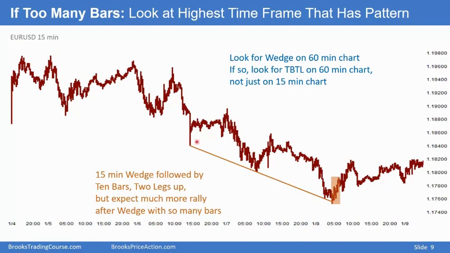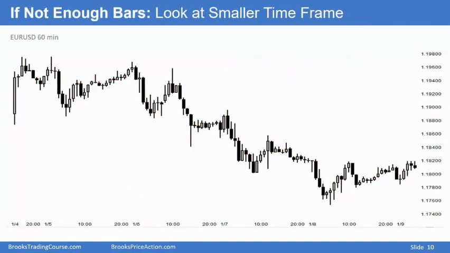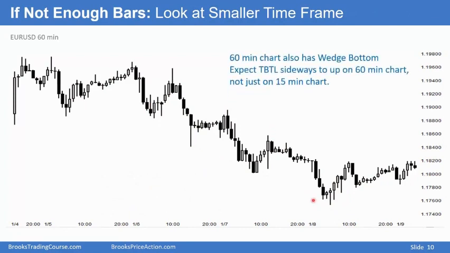In this particular case, we have 50, 100 bars here, 50, 100 bars here. I'm going to take a look at a higher time frame chart to see if there's also a good wedge. Here is the 60-minute chart of the same bars, and it also has the wedge bottom, 1, 2, 3.